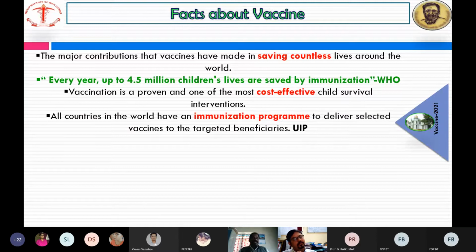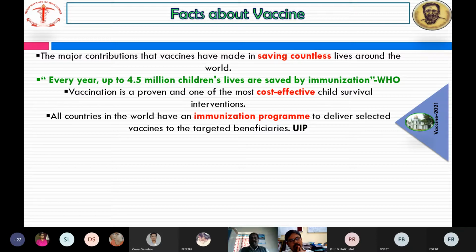All countries in the world have their own immunization program to deliver selected vaccines to targeted beneficiaries. The World Health Organization does not dictate this; each and every country has its own immunization program. The country has its own government policy, and it considers where the country is located, what kind of diseases are prevalent, what kind of population it has, and the mortality and death rate. Based on that, the country fixes its own immunization program.